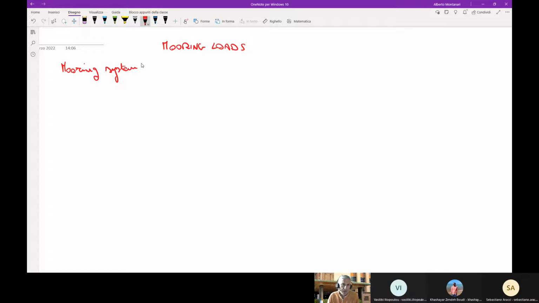And you understand that we have several mooring lines. If we want to keep the ship fixed, we need several mooring lines. When we talk about mooring loads, we talk in particular about loads caused by wind, loads caused by waves, and loads caused by currents. These are the three types of mooring loads that we will consider.